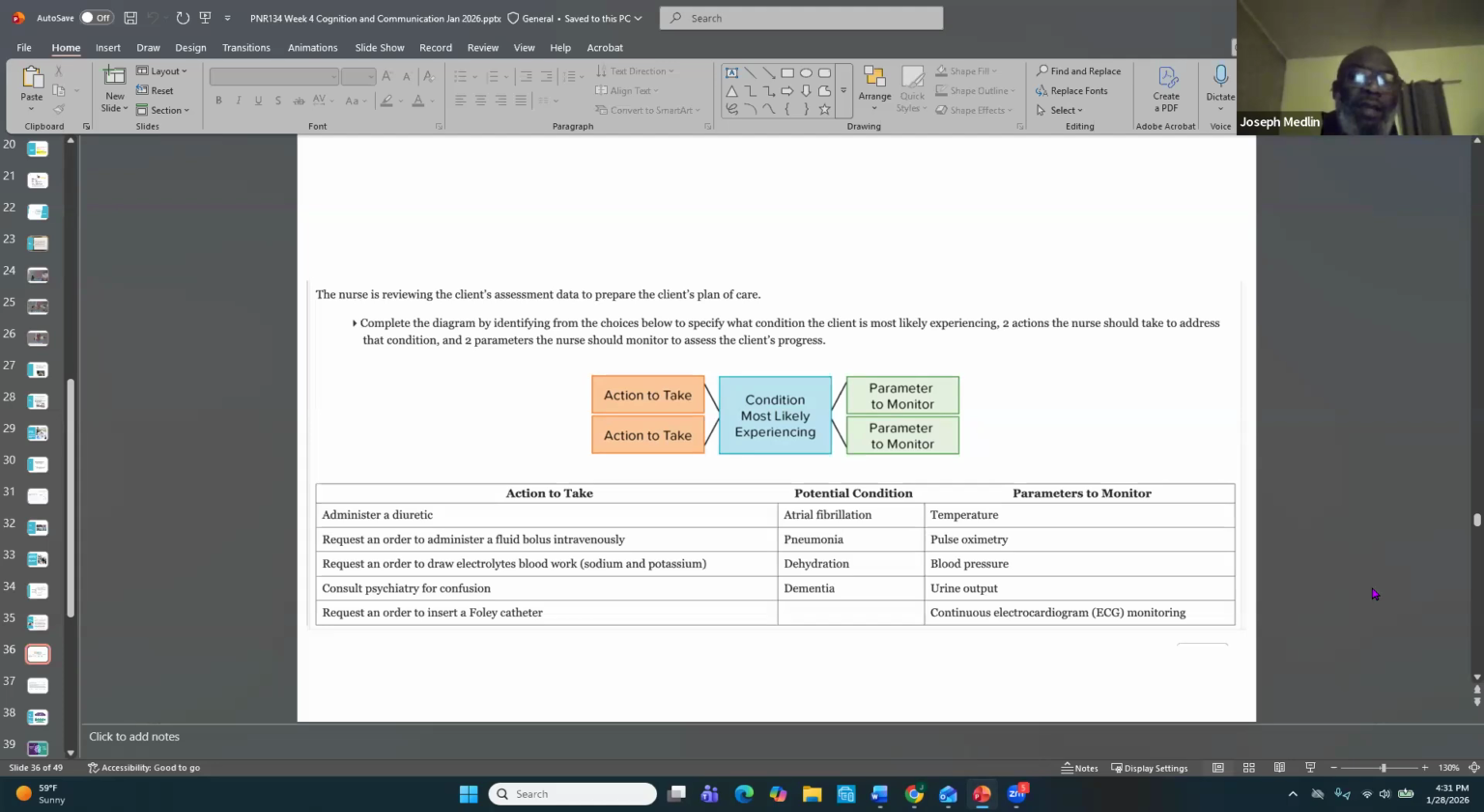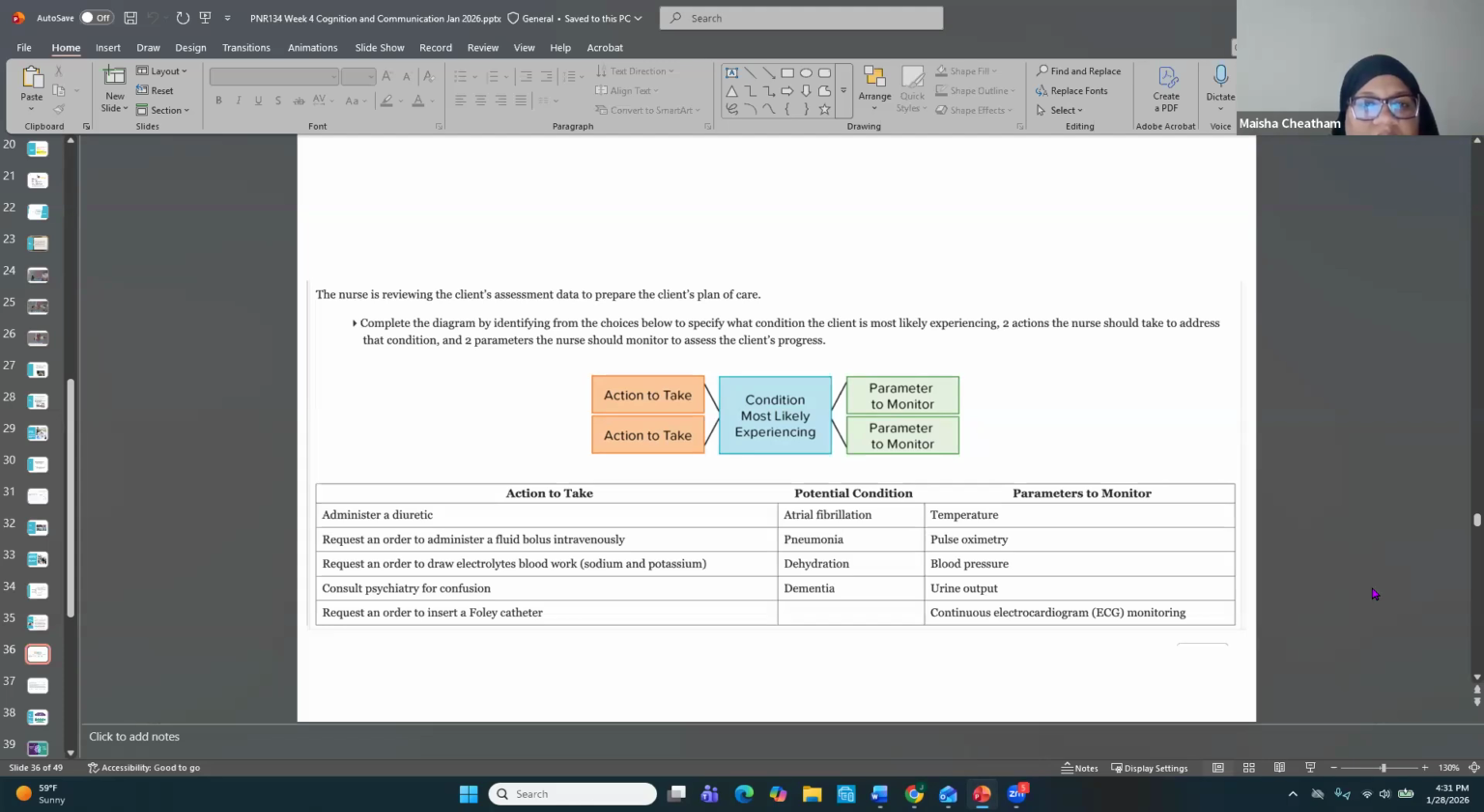All right, what were the actions that we took? I know we requested blood work, and what was the second one? The fluid bolus. Yeah, you're right. Urine output needs to be monitored.